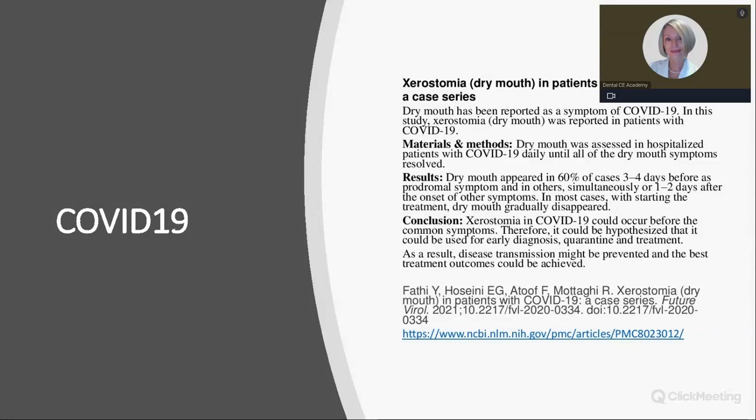And the results here, dry mouth appeared in 60% of the cases 3 to 4 days prior. So they thought it to be a prodromal symptom. And in some cases, simultaneously or 1 to 2 days after the onset of symptoms. Conclusion here, xerostomia and COVID-19, they thought, could occur before the common symptoms and may be hypothesized as a useful tool for the early diagnosis, quarantine, and treatment.